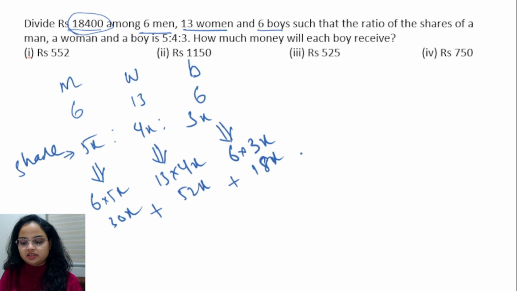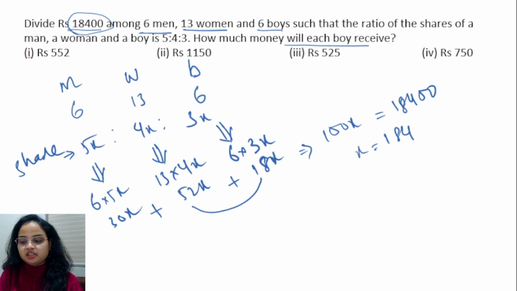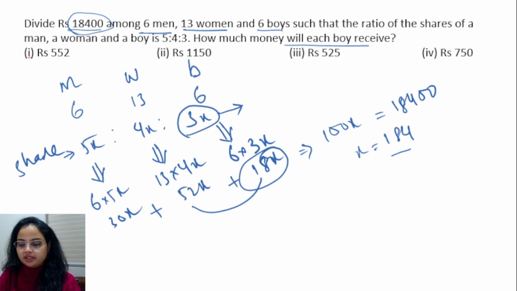Now we will add these units. It is 30 plus 52 plus 18. This is 70 plus 30, it is 100x is equal to 18400. So here x is what? It is 184. So how much money will each boy receive? So here 3x is the amount that each boy gets. We have to find the same. So the amount is 3 into 184, it is 552.